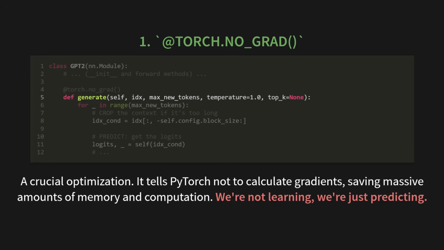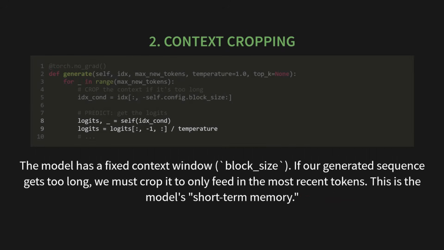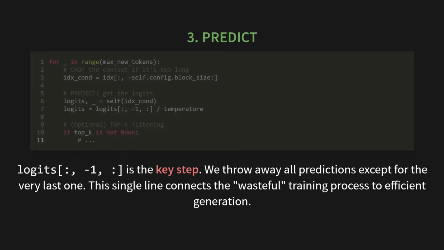Number 2, context cropping. The model has a fixed context window, the block size. If our generated sequence gets too long, we must crop it to only feed in the most recent tokens. This is the model's short-term memory. Number 3, predict. Look at this line. logits = logits[:, -1, :]. This is the key step. We throw away all predictions except for the very last one. This single line connects that wasteful training process to efficient generation.